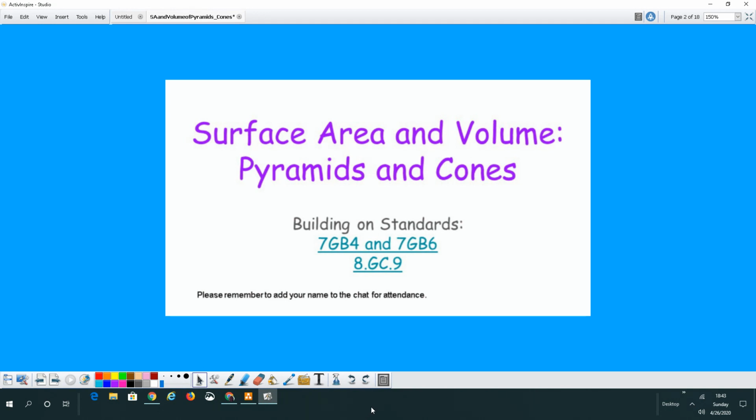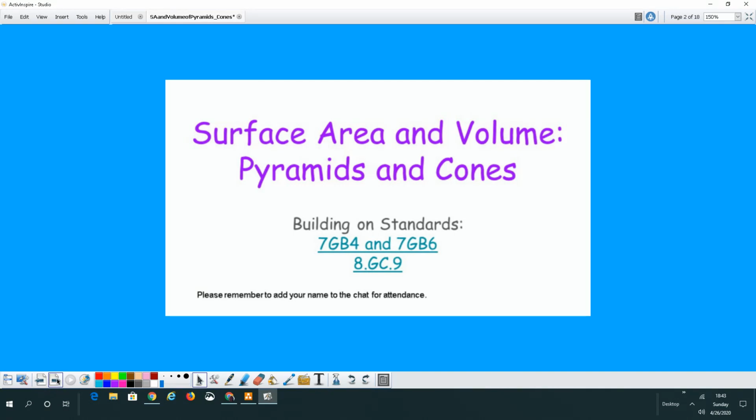So anyway, the focus of today's lesson, or Monday's lesson, is surface area and volume of pyramids and cones. And again, this will be available Sunday night. So make sure you take notes, get your notes out, and let's get going.